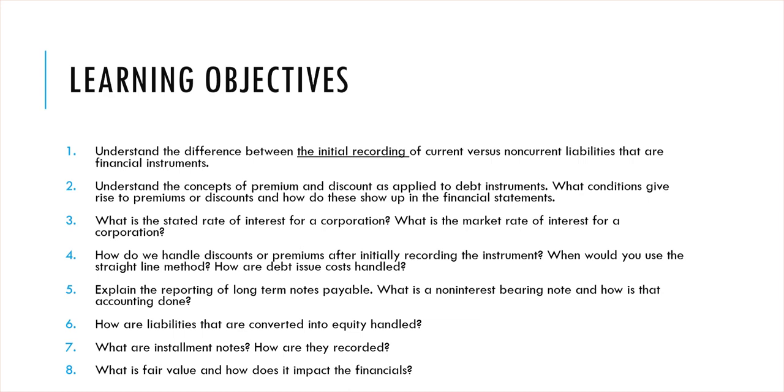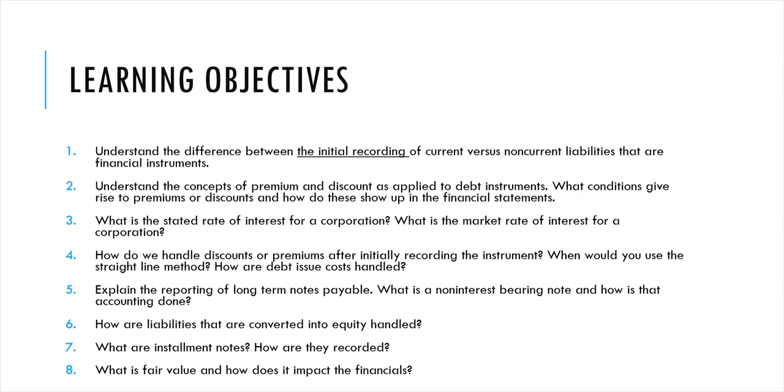So our learning objectives then, the first three we'll talk about in this voiceover, is understanding the difference between the initial recording, this is the recognition of current versus non-current liabilities, and we're going to make a distinction, and we're going to say that they are financial instruments. Because in our previous module we had current and non-current accrued liabilities, for example, and that's not what we're talking about here. We're talking about things like notes payable. We're talking about bonds. So this is a distinction that you need to understand.